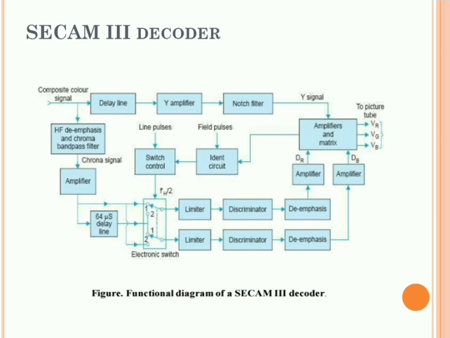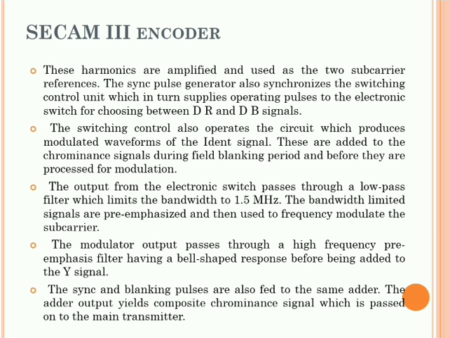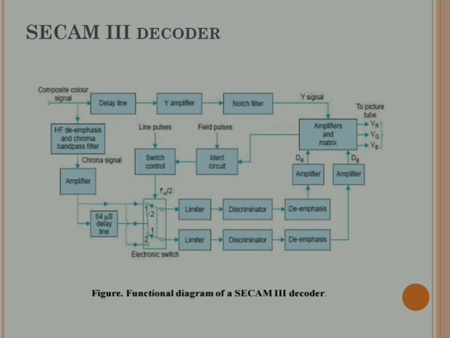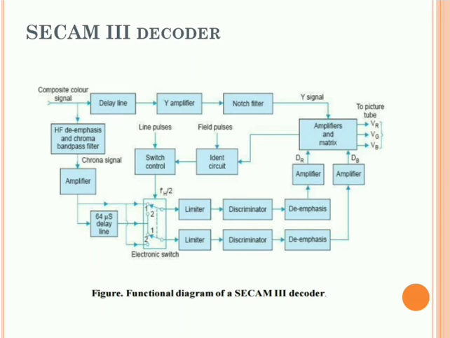Thus, in the final R, G and B matrices, the luminance Y signal and the color difference signals, that is R minus Y and B minus Y, are then added to get the R, G and B signals. Thus, these R, G and B signals that we have added are given to the R, G and B video amplifiers, then to the color picture tube. These signals are given to the color picture tube.